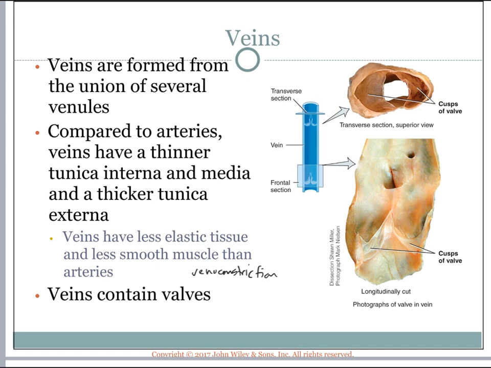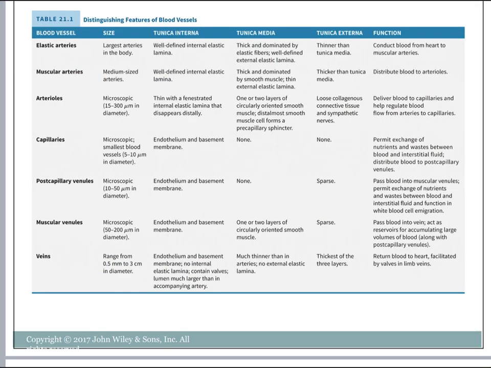So again, picture a muscle pushing in on this vein, squirting blood up, and then the valve opening and subsequently closing. So table 21.1 goes through all the different blood vessels, their size, their tunicas, interna, media, externa, and their functions. So everything we've covered in the past few slides, all tied up neat into a nice little package.